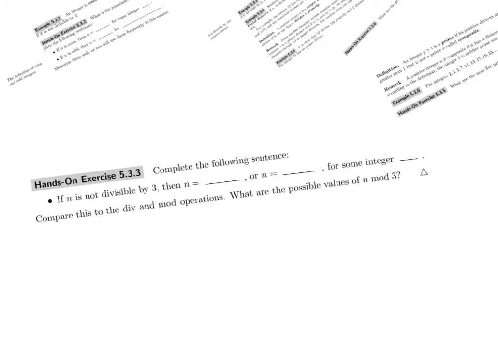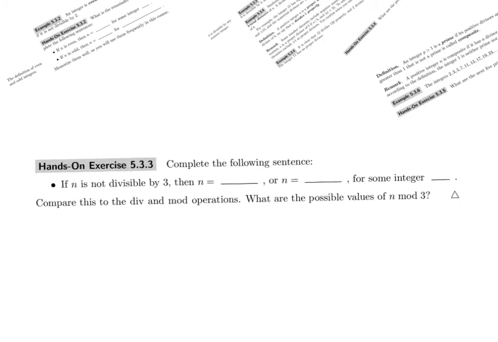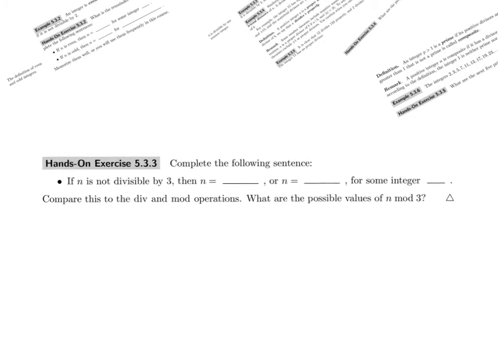Building on that, we now consider divisibility by 3 and what the possibilities are when we divide by 3. You have a sentence to complete. If n is not divisible by 3, then n is equal to what? What form does n have? What other form could n have? What are the possibilities for some integer that you'll give a letter name?